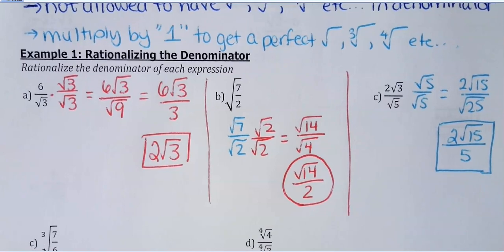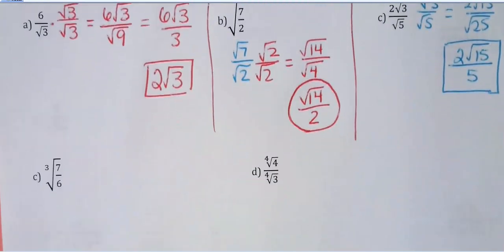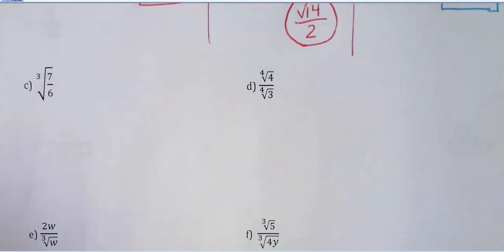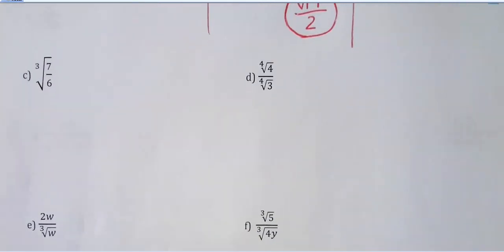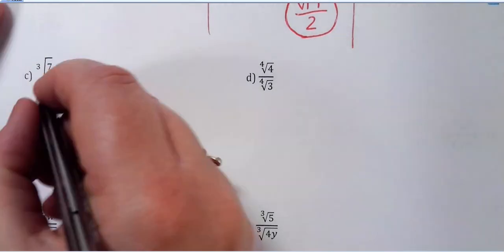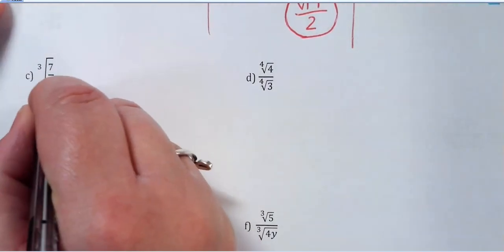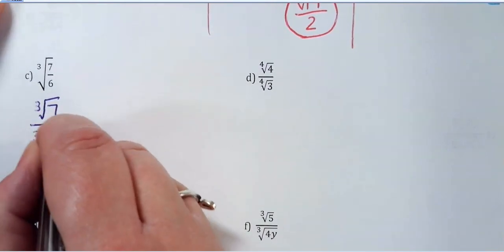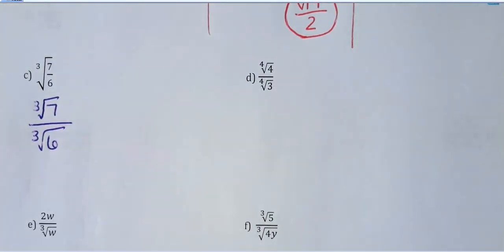Okay, now this is going to get a little trickier. I highly doubt you guys have done this, you may have, but I highly doubt it. Rationalizing like a cube root or a fourth root. Okay, so I'm just going to rewrite this real quick as cube root of 7 over cube root of 6. Okay, so if you're working with a cube root, you want to create a perfect cube.